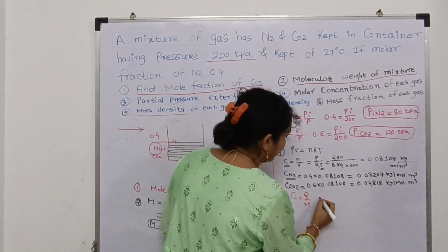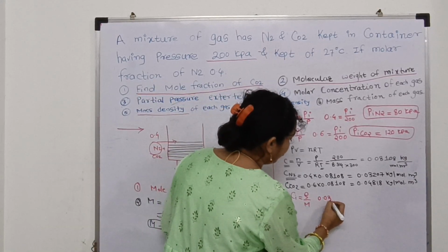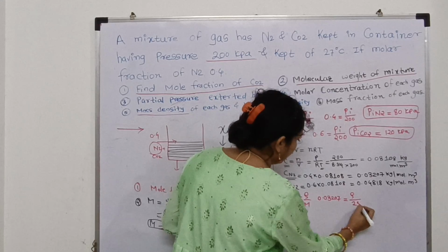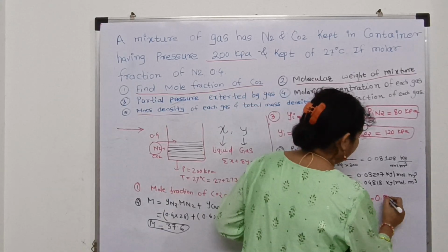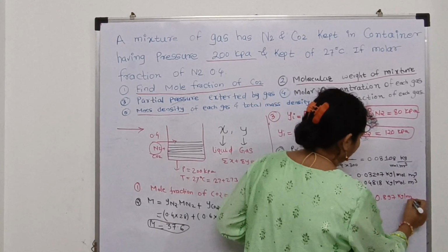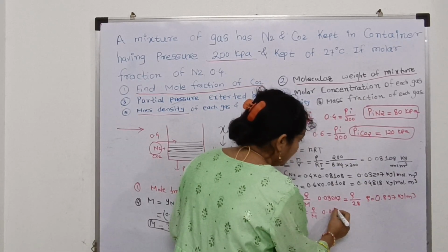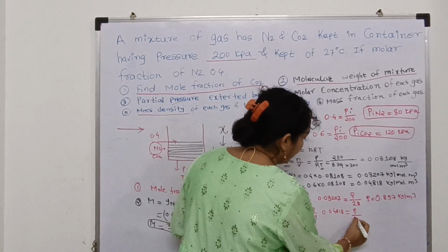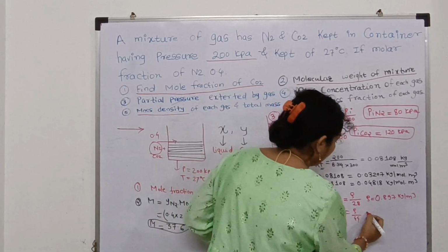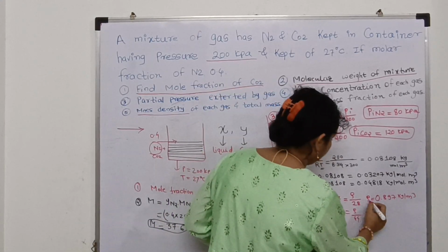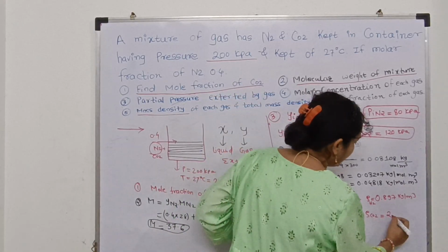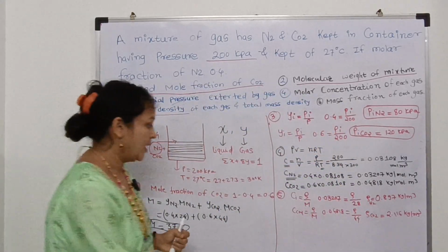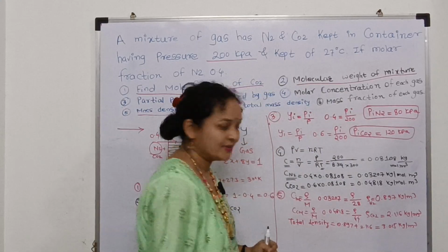So Ci for the N2 that you have already calculated becomes 0.03207, which is equal to the density that you are supposed to calculate, and for the N2 the molecular weight is 28. If you calculate it, it becomes 0.0897 kg per meter cube. Similarly, 0.04818 is equal to the density, which you are supposed to calculate, and the molecular weight is 44. If you calculate the density of the CO2, it becomes 2.116 kg per meter cube, right?